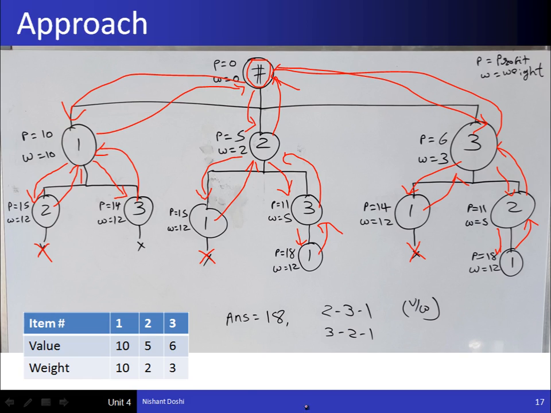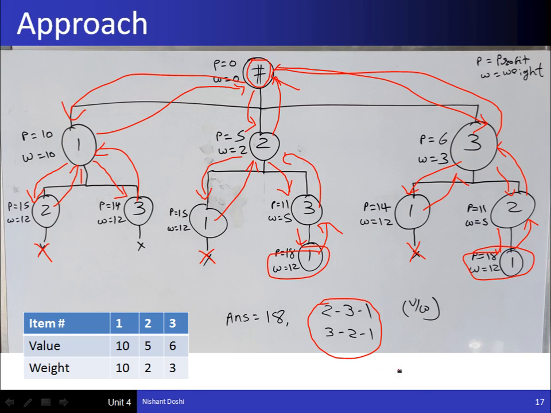Now the total answer I can see here is that there are two nodes that will give me the answer, this particular one and this particular one. So there are these two particular solutions that will give me the answer. Now I have to check whether there is any pattern in these two solutions. One solution is 2 3 1 while the second solution is 3 2 1. That is the thing that I have to check.